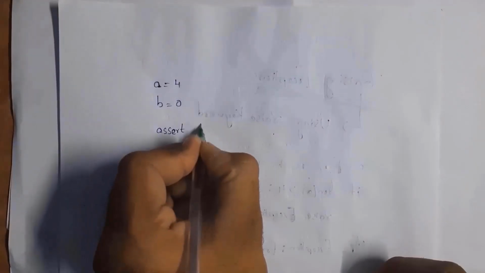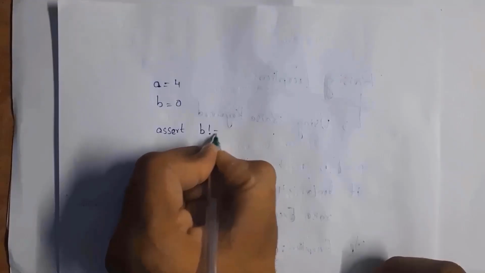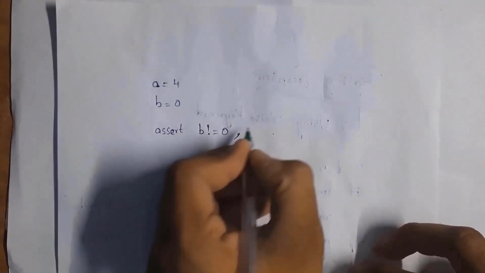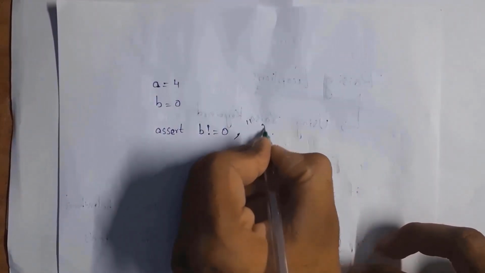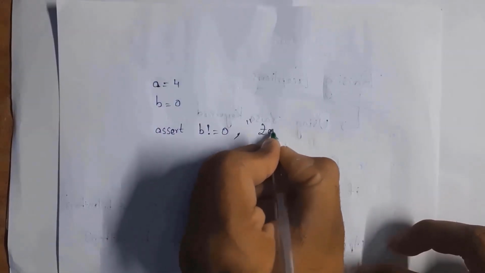As you know, we cannot divide any number by 0. Here for assertion, we need to use the assert keyword. So I wrote assert here. I am giving the condition, that is b must not be equal to 0. After that, take a comma and give an error message. I am giving the error message like ZeroDivisionError.